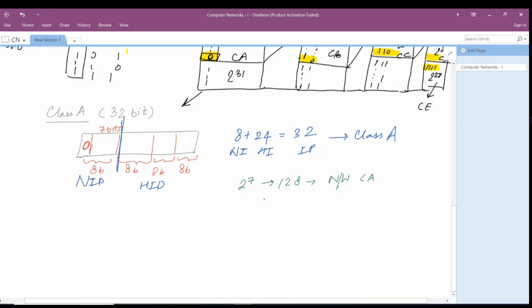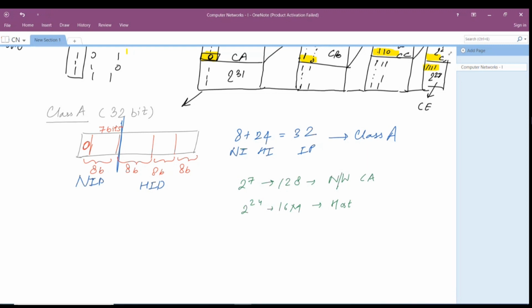Now, can you tell me how many hosts? Exactly, 2 to the power 24, which is around 16 million. Okay, so number of networks 128, number of hosts 16 million. So if I have a very big company, then I will say, okay, I want a class A type of IP, right? Let's say there are 128 very big organizations or companies, and how many hosts will they be able to have? 16 million hosts. You get the number, right? This is how the division is happening.